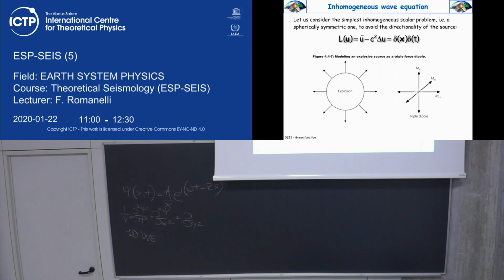Just as a recap, our differential operator is this one, with the Laplacian to take care of the 3D world. And we solved it. Good. Now that's the new term.